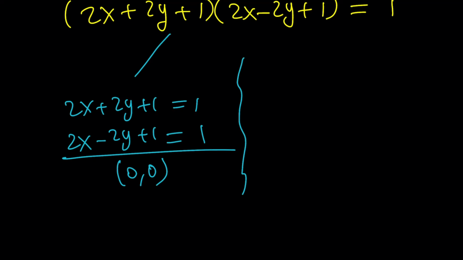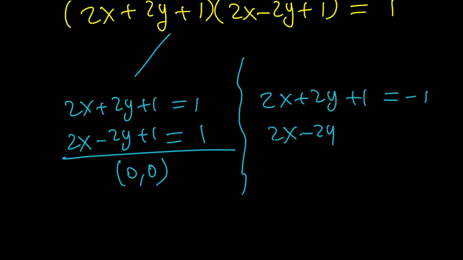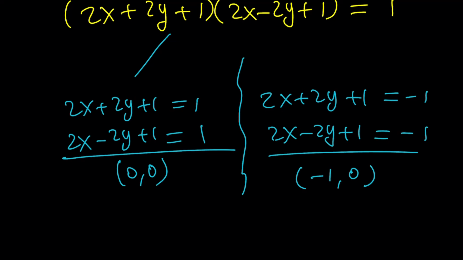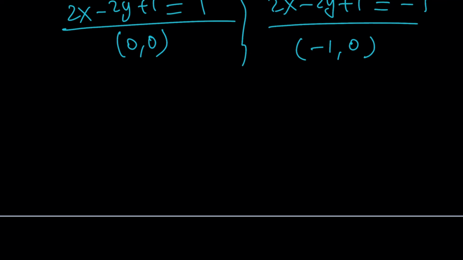And then the other scenario is 2x plus 2y plus 1 is equal to negative 1, and the other equation also equals negative 1. And then from here, we get pretty much something similar, but this time y is going to be 0, but x is not going to be 0. We're going to get (negative 1, 0) as before. So far, we found two solutions to this Diophantine equation in the integer world, and those are (0, 0) and (negative 1, 0). Now, we're going to go ahead and take a look at the third method, which I think is very interesting. And this is probably one of the most common methods for these kinds of problems, but you never know. It kind of depends on the problem. And here's the third one.